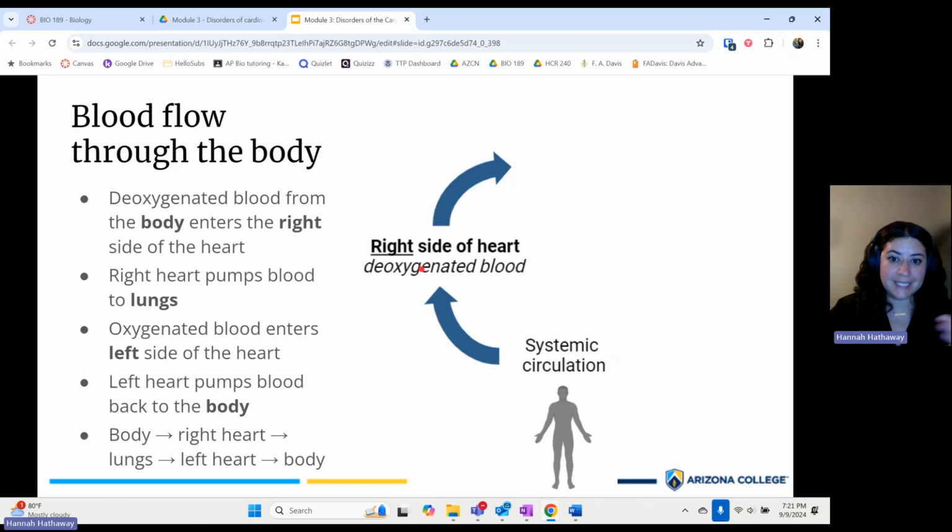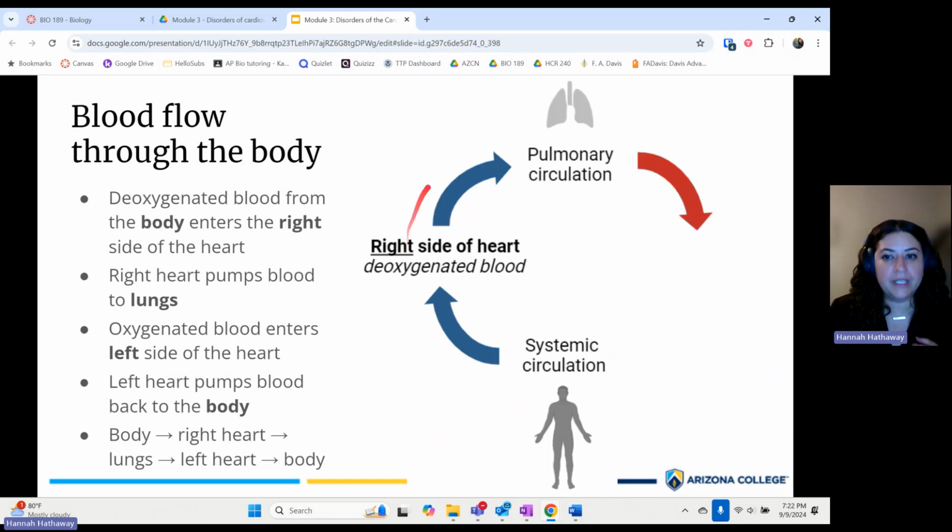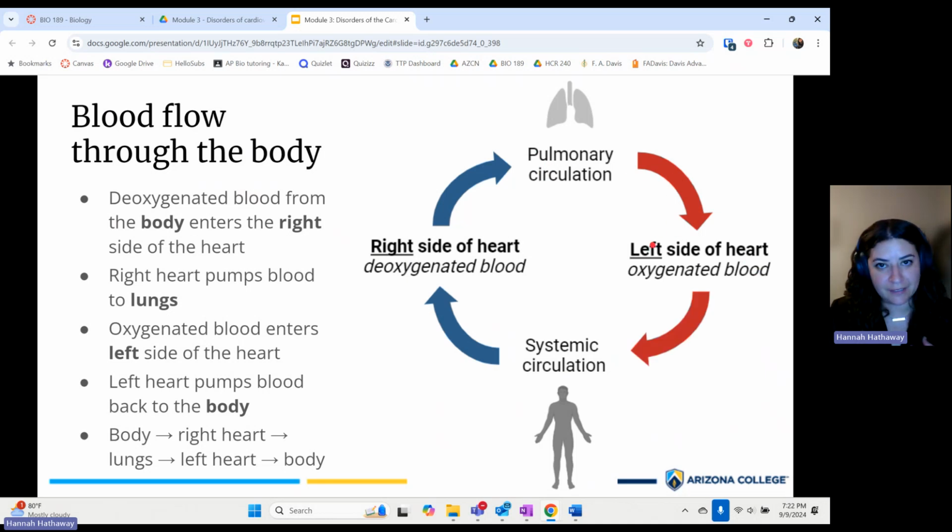So this blood is deoxygenated, meaning the hemoglobin inside of the red blood cells is not carrying oxygen at this time. So then the right side of the heart pumps that blood to the lungs where it's going to get oxygenated and the hemoglobin is going to swap out carbon dioxide for oxygen. And then the blood goes from the lungs into the left side of the heart. The left side of the heart now is pumping that oxygenated blood back to the rest of the body or back to the systemic circulation.